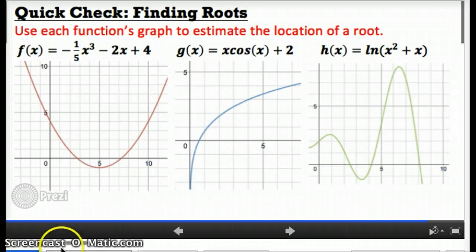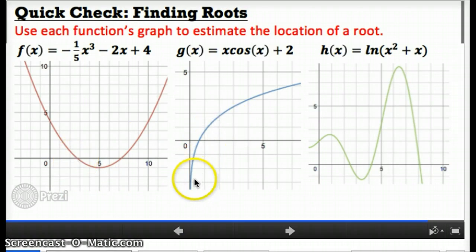Exactly. All we need to do to estimate the roots is look at the graph. This parabola, which is actually a cubic, we just can't see the whole thing, looks like it has a root somewhere between 2 and 3. And so I would estimate it to be 2.5 or something.